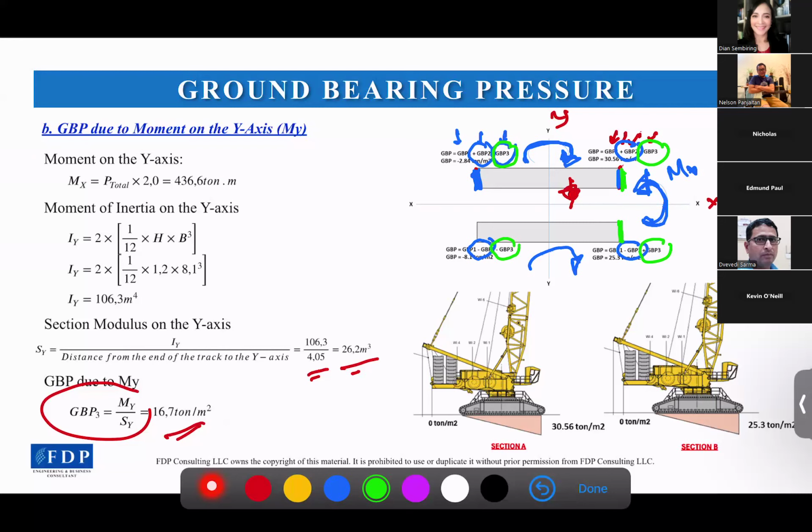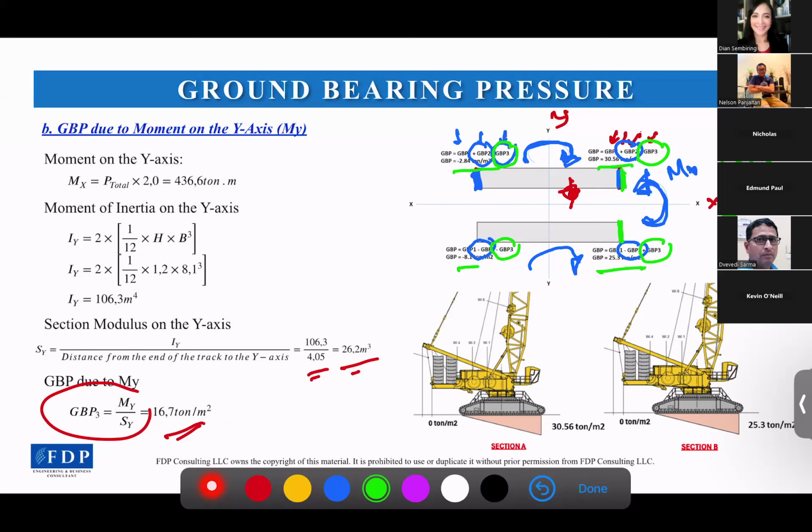For the front ground bearing pressure, we get 30.56 ton per square meter. This is the left and the right. For the left track, we get 30.56 ton per square meter at the front, and minus 2.84 at the rear. And for the right track, we get 25.3 at the front and minus 8.1 ton per square meter at the rear.